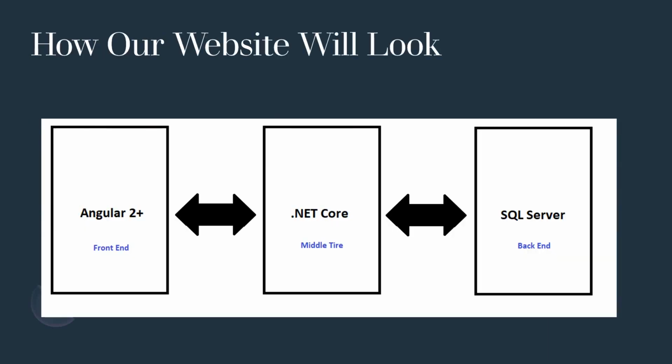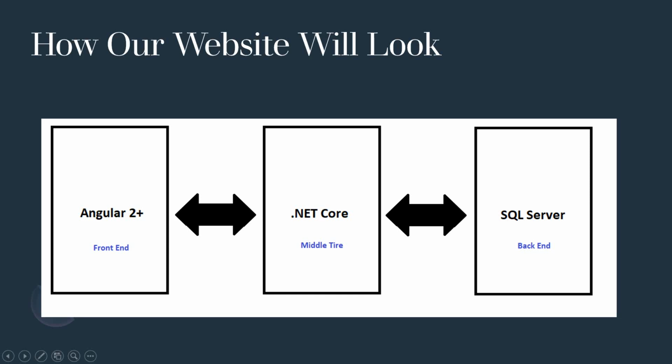How our website's going to look. So I drew a pretty little picture for you guys. So on the left, we see our front end. It'll be communicating with our .NET Core middle layer. And then our middle layer, which is running on our server, will communicate with the database backend. And that's how the information will flow back and forth.